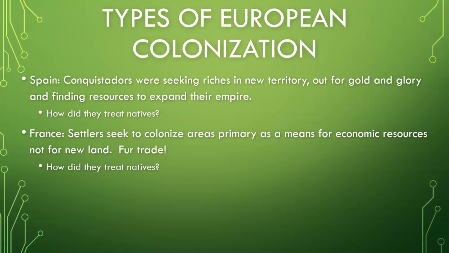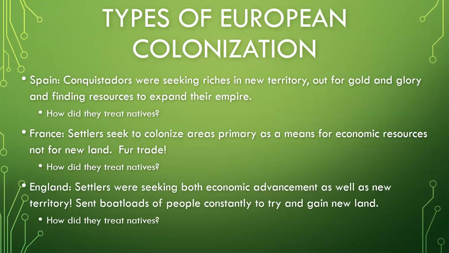France wanted areas mainly for economic gain. France was looking to gain economically. They didn't really care about land. They wanted beaver fur and trade routes. How did they treat the natives? Really well, because natives knew where all the beaver furs were.